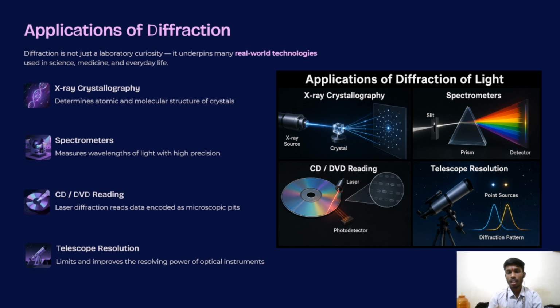And the last one is telescope resolution. Here, in the case of a telescope, the light is diffracted and used to study the distance between two stars or two objects in the sky. Diffraction is very helpful in the case of telescope resolution. Resolution determines how much clarity the telescope gives to observe that distance.